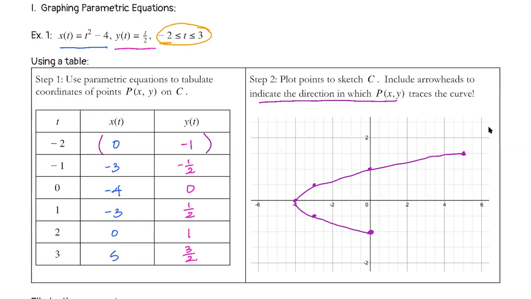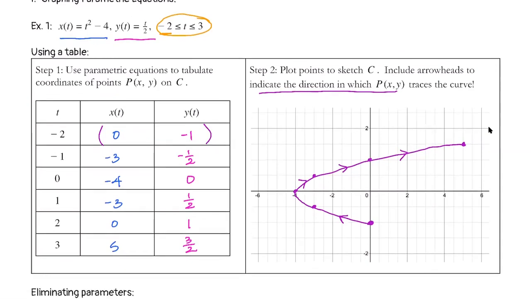But I can add some arrows on the graph that show the direction in which I traced those points. That's something a little different about how we graph parametric equations. We actually care about the direction, whereas in a regular rectangular equation, we don't really care about the direction.